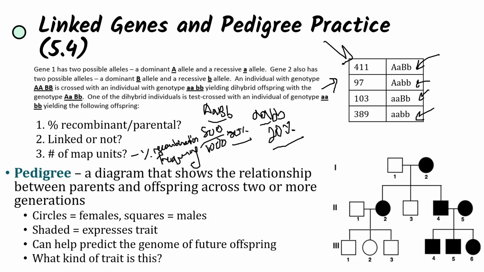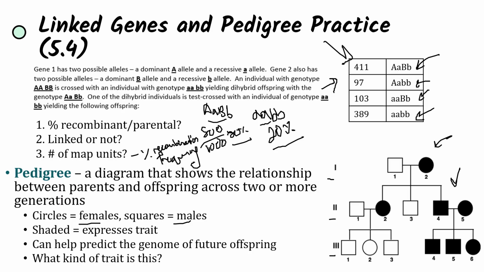Now we also have to take a look at pedigrees, which is a diagram that shows the relationship between parents and offspring across 2 or more generations. And so we have our generations here, first, second, third generation. We have individuals in each generation. It represents biological sex. We have females that are circles and squares that are males, and we can also look at certain traits where the shaded individuals express the trait. And this can help predict the genome of future offspring.